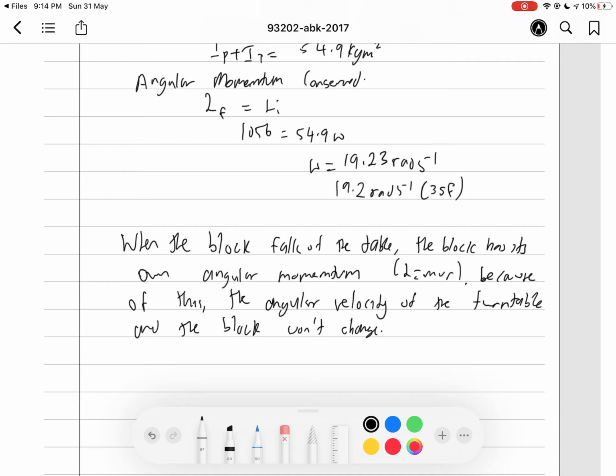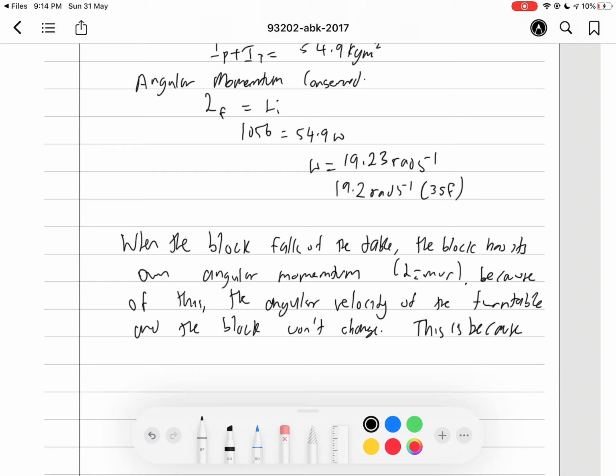And these two changes are directly proportional to each other. So the overall net change of the angular velocity is none. The angular velocity doesn't change at all, because the angular momentum decreases, but the rotational inertia decreases as well, by the same proportional amount. So how can we put this into words? Because of this, the angular velocity of the turntable and the block won't change.